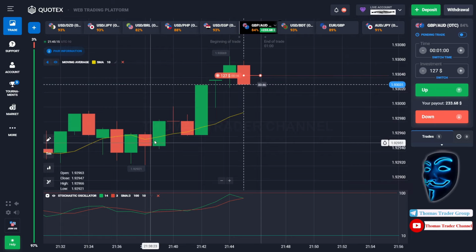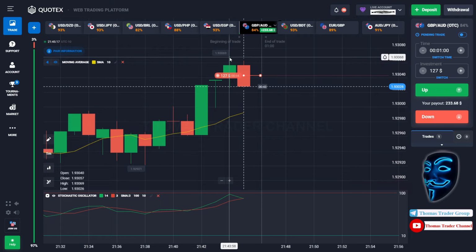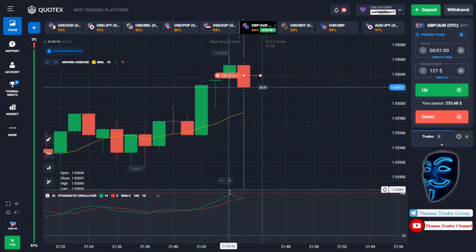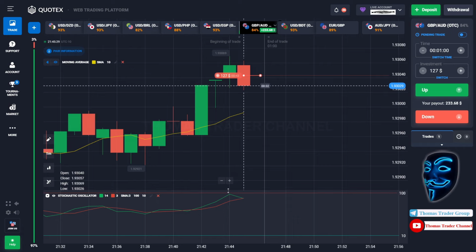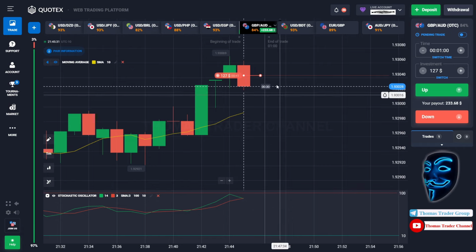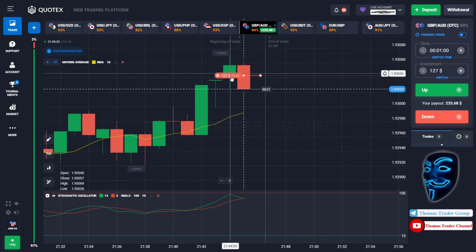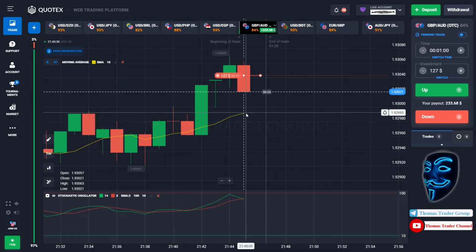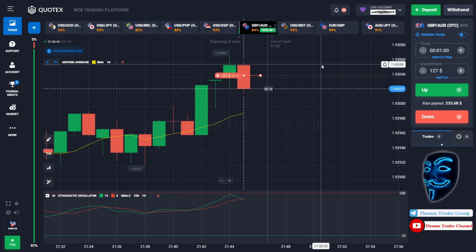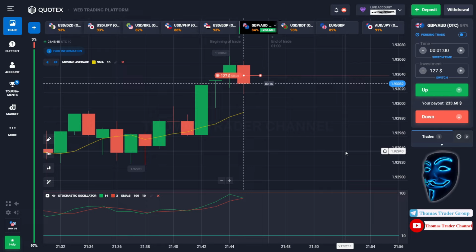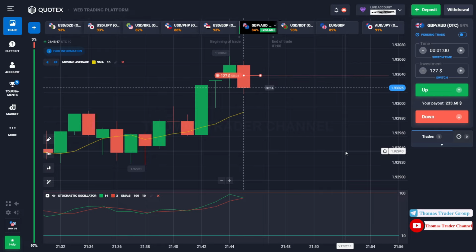As you can see, the market is going bullish but the market has already touched the overbought area. When the market has touched the overbought area, the market will make a rebound and the market will make a correction to the moving average line before it continue the bullish trend. Let's prove it and let's wait till the end of our trade.